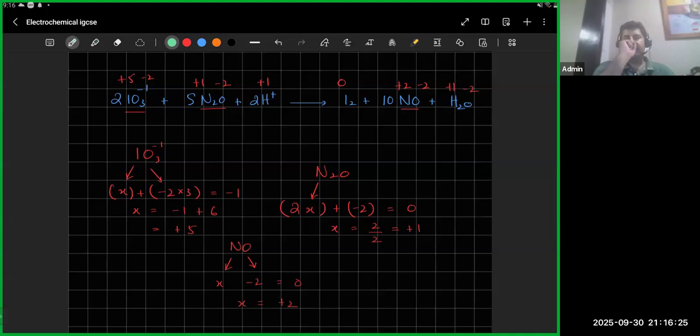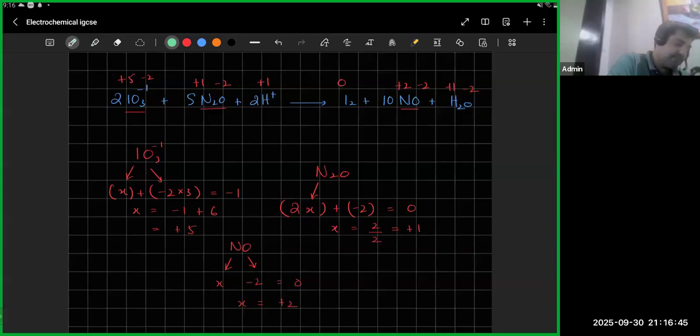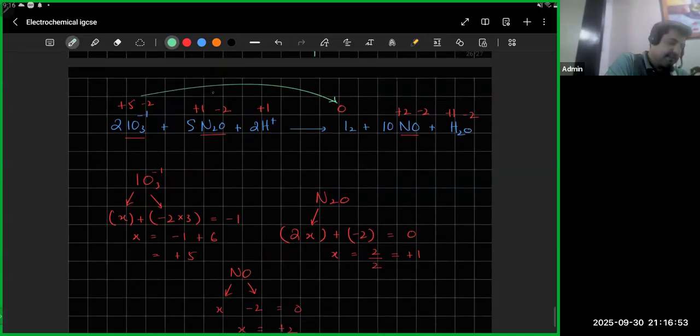Who got reduced over here? What happened? Who got reduced? I. Yeah, I got reduced. I was +5 and then I became 0. So the charge is decreasing. That is reduction. That is a gain of electrons, and it's specifically a gain of 5 electrons.